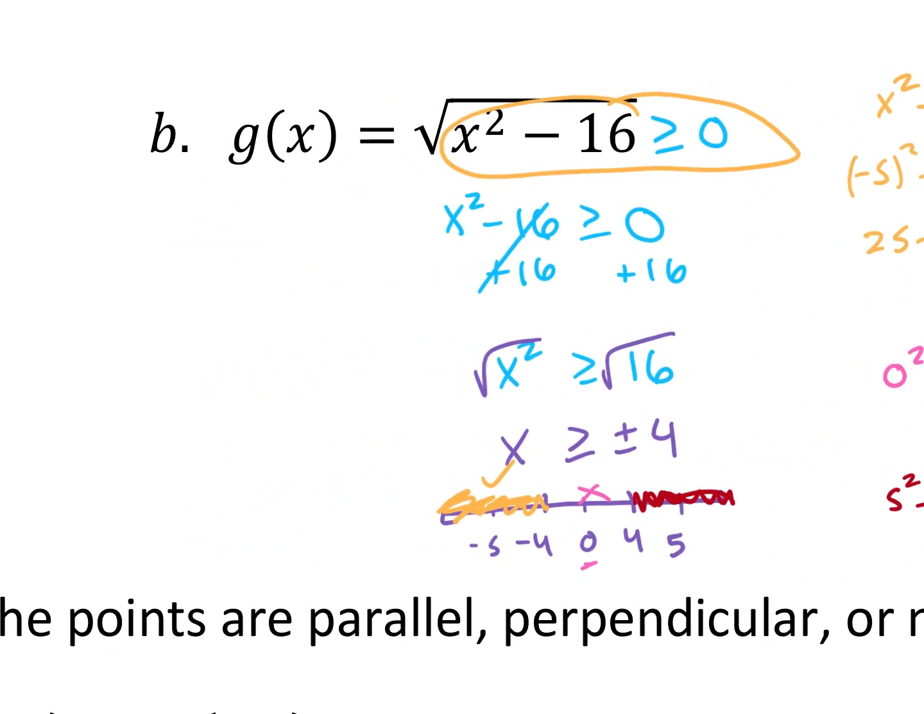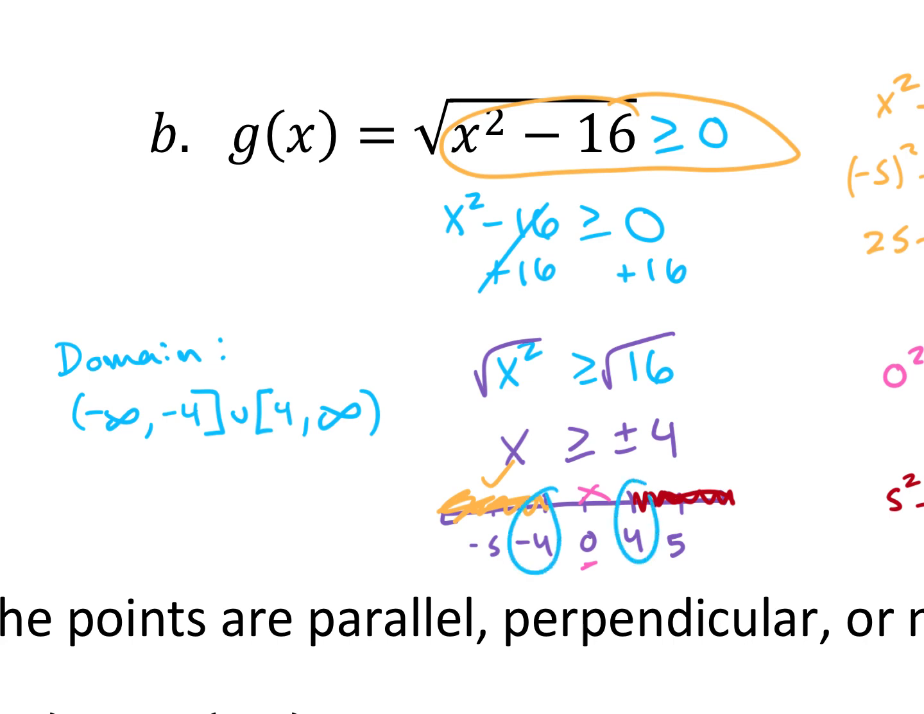So now I want to write this in interval notation for my domain. How could I write this? Perfect. Awesome. I can include -4 and 4 because I have that equal to, so that's why those two numbers get the brackets. It just can't be anything in between -4 and 4.